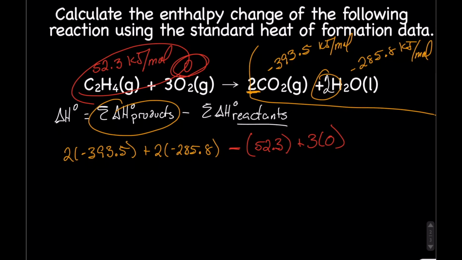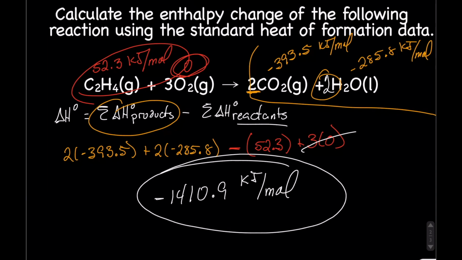When I put all of that in my calculator, I came up with negative 1410.9 kilojoules per mole. If we want to look at sig figs, since we're adding and subtracting, we're looking at digits after the decimal. We'll ignore that 0 there. Everybody has 1 digit after the decimal, so this would be my final answer. And because the change in enthalpy is negative overall, that would mean this kind of reaction is, shout it out before I write it, exothermic.